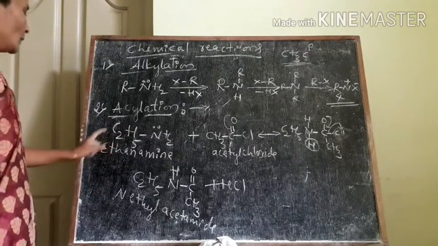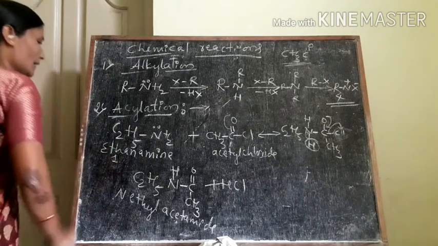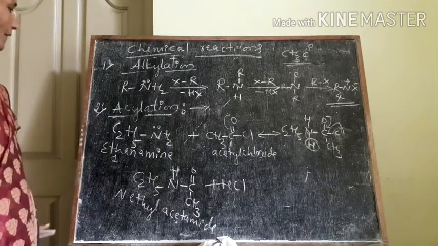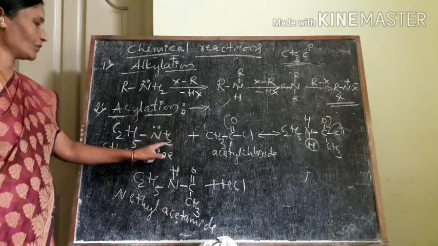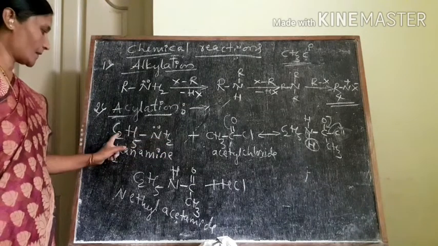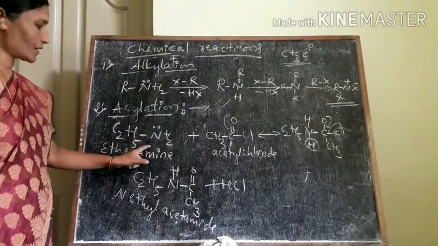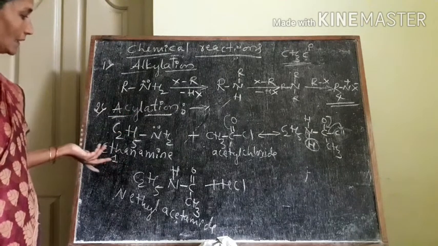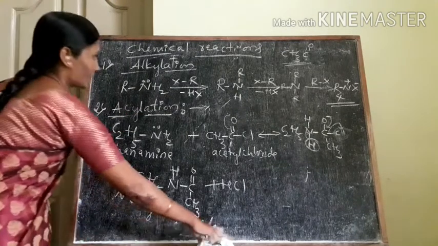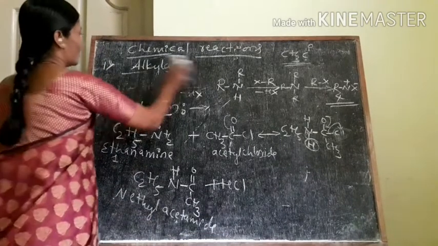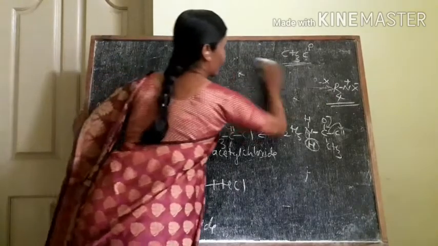This is said to be a primary amine. Similarly, very simple, you have to replace one of the hydrogens by a C2H5 group. What happens there? It becomes a secondary aliphatic amine. I will represent that reaction also in the case of acylation.